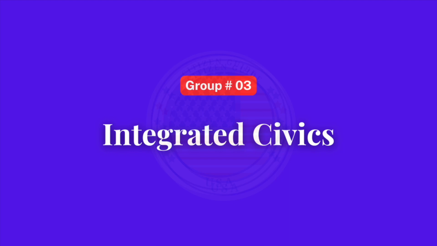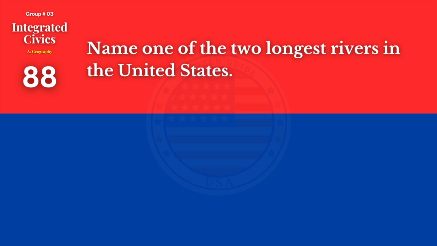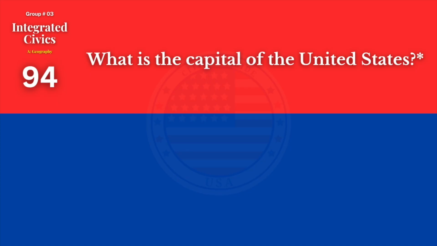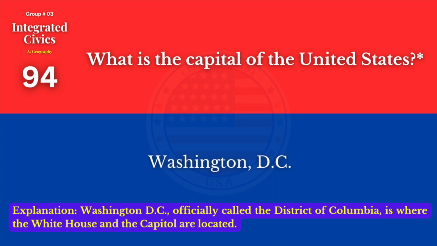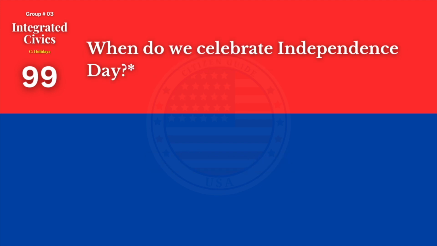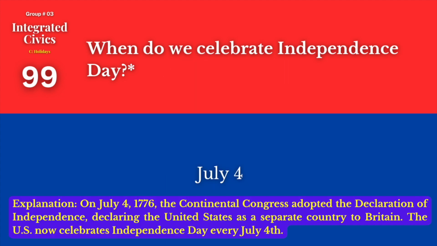Group 3. Integrated Civics. Name one of the two longest rivers in the United States. Missouri River. What is the capital of the United States? Washington, D.C. When do we celebrate Independence Day? July 4th.